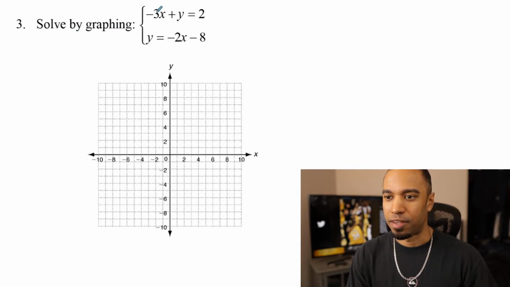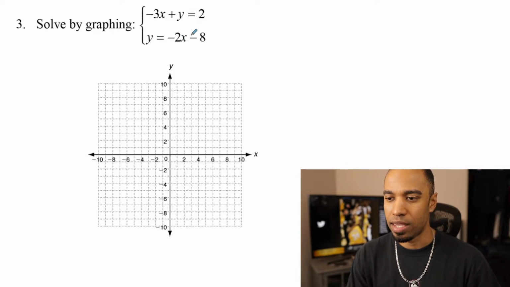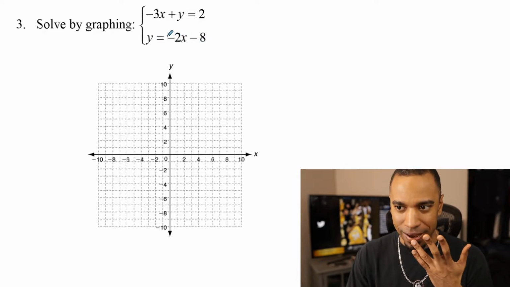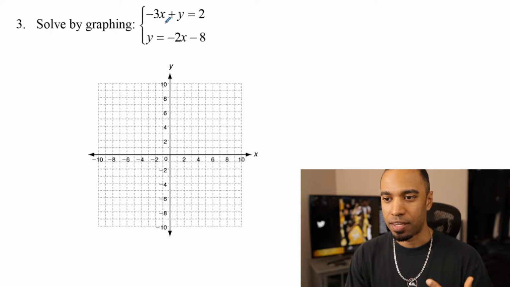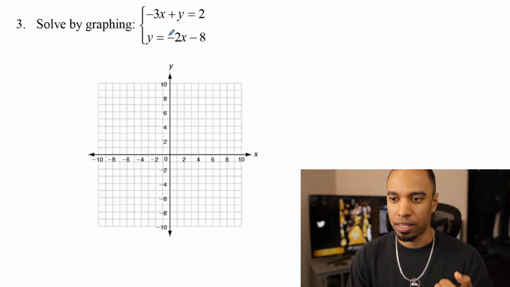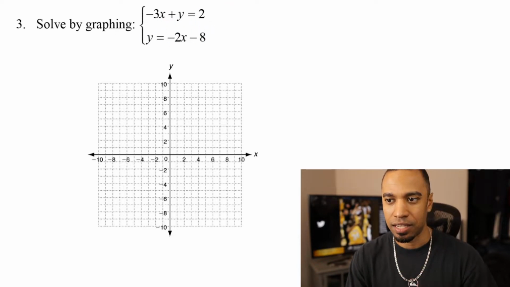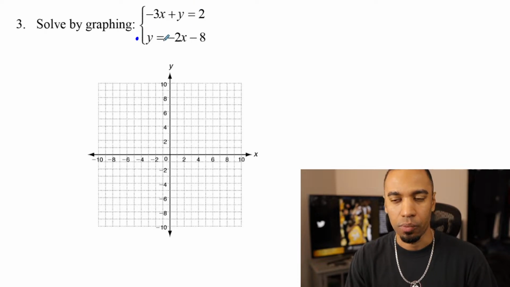Number 3, solve by graphing. Negative 3x plus y equals 2, y equals negative 2x minus 8. All right. As this one's asking me to solve by graphing here, slope-intercept form like this one, y equals mx plus b, is very ideal to graph in. So I'm going to go ahead and start with this one just first.